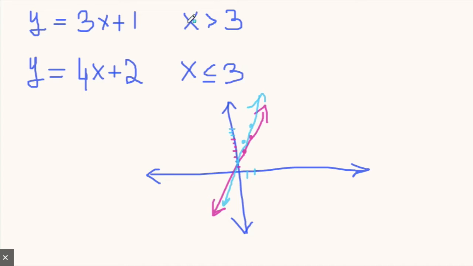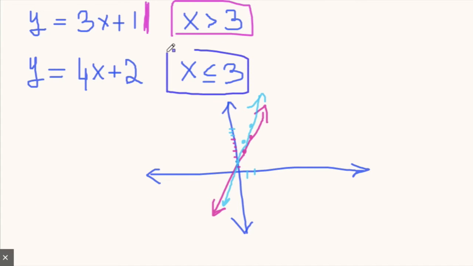Now, we know that wherever x is greater than 3, it's going to be the pinkish graph. That is not the right color, I'm just going to replace that. Okay. So x greater than 3 is going to be this colored one, and x less than or equal to 3 is going to be the blue colored one. Let's see. 3 would be 1, 2, 3 here.